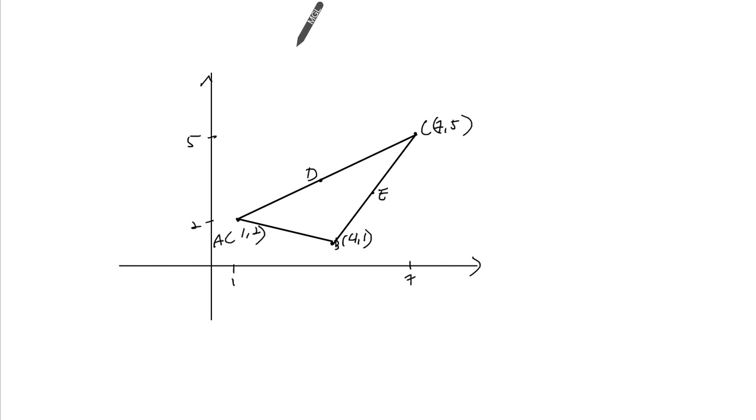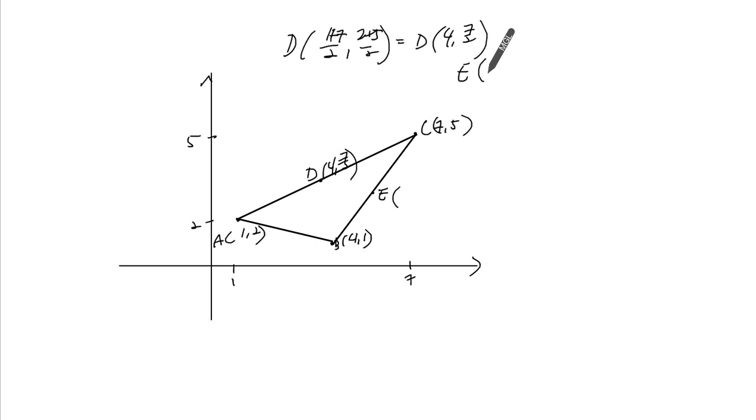Now D is going to be 1 plus 7 over 2, and 2 plus 5 over 2, which is 8 over 2, which is 4, and 7 over 2. So that's 4 and 7 over 2. And this here is going to be E. It's going to be 7 plus 4 over 2 and 5 plus 1 over 2, which is 11 over 2 and 6 over 2, which is 3.